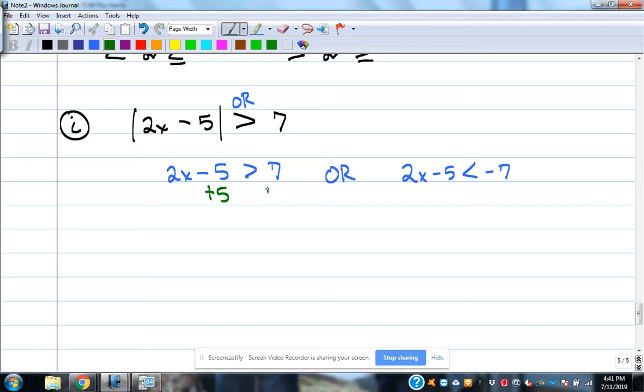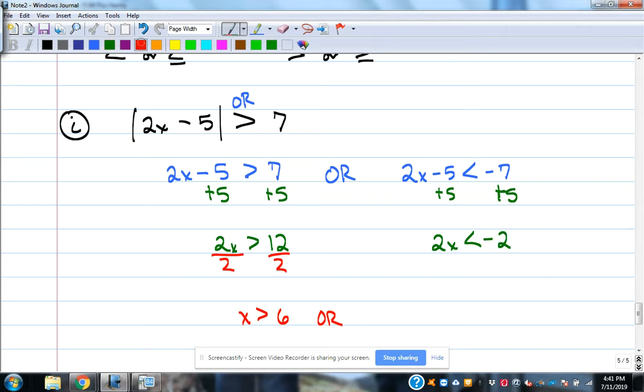So plus 5, 2x greater than 12. And then divide by 2. X has got to be greater than 6. And then we got to go over here and solve the other one. Or, and then plus 5, 2x is less than -2. Divide by 2. X is less than -1.